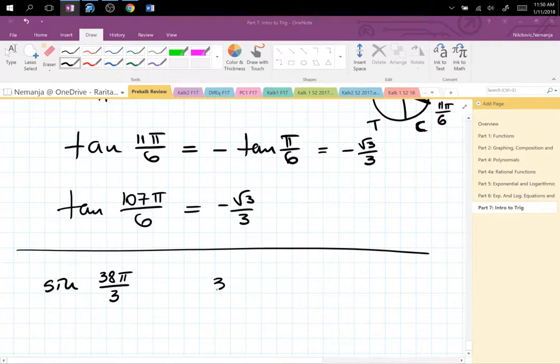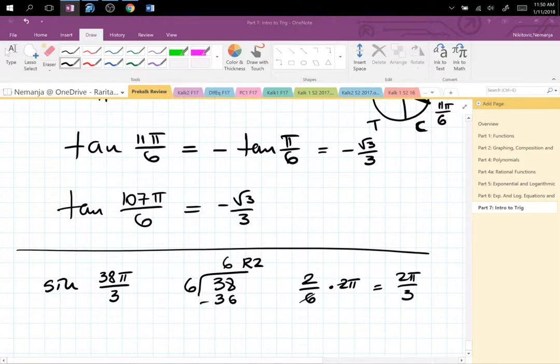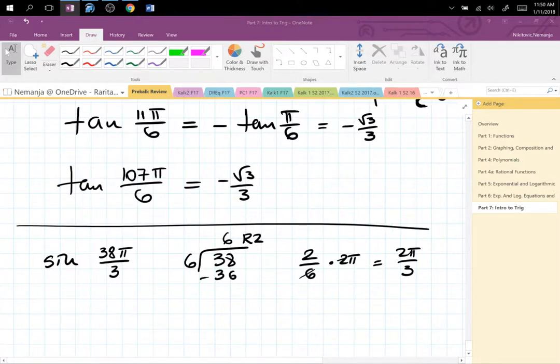I immediately divide 38 by 6 because you have to double the denominator for the right top and bottom portion of the thing. So that goes 6 times for 36, and the remainder is 2. We don't care about 6 revolutions. All I care about is 2 sixths of 2 pi. And then 6 and 2 will cancel to give me 2 pi over 3 on the sine.